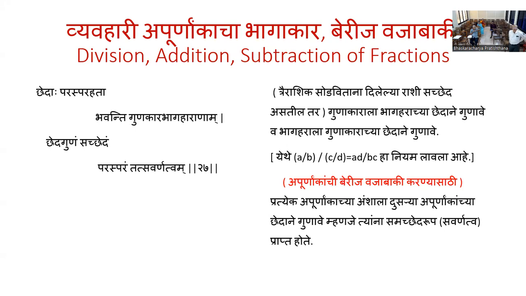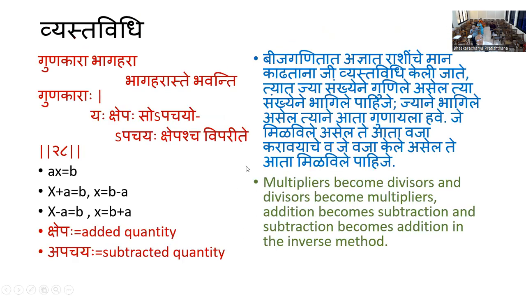परस्परम् तत्सवर्णत्वम्, that is सवर्ण is explained as समच्छेद रूप, असं आपण जे म्हणतो, त्यांचा सारखा वर्ण तयार होतो. म्हणजे type, वर्ण is type, they become of same type. So same denominator. So this is very short he has written. Only he wanted to indicate that you have to do cross multiplication. Now this is Vyasta Vidhi. So kind of you are solving some linear equation Ax equal to B.